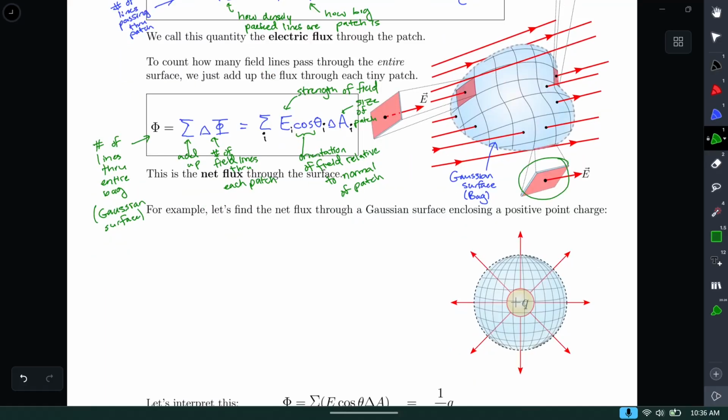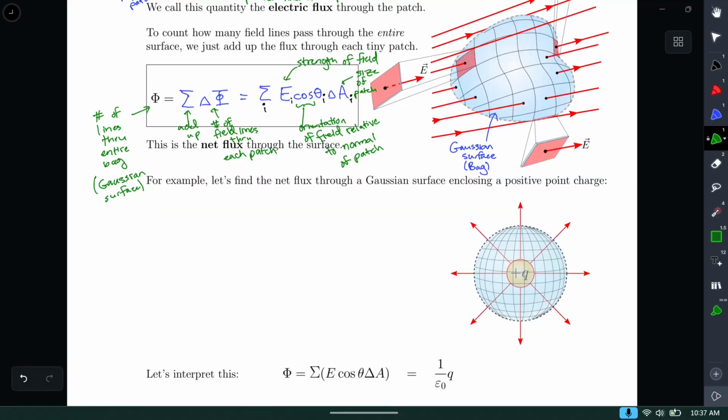So for this patch right here, would you say that the flux through it is a large number or 0 or what? I think it'd be closer to 0. So that electric field vector, and it may just be the perspective of the drawing, but it is actually grazing that surface. So no lines pass through that patch. So we would expect 0 flux.